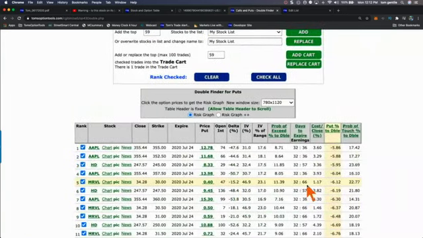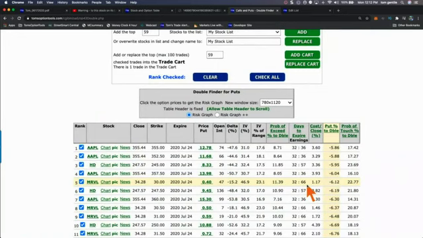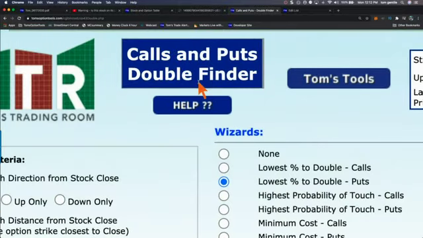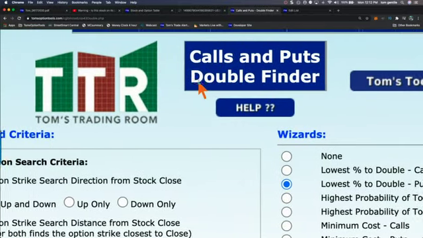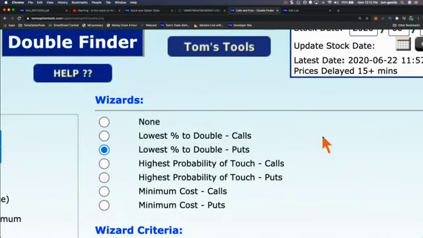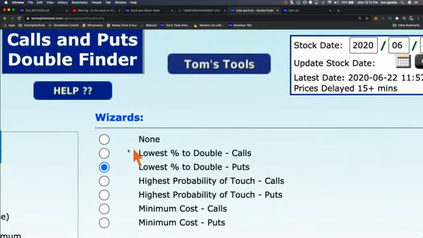All right. Now, all I did for all of you is show you a small window of something that I do to find these calls and puts. To find these calls and puts, I did this with lowest percent to double calls and lowest percent to double puts, just on 10 or so stocks that I threw into the window for you.